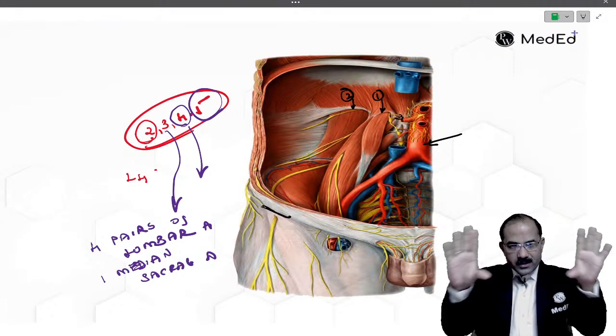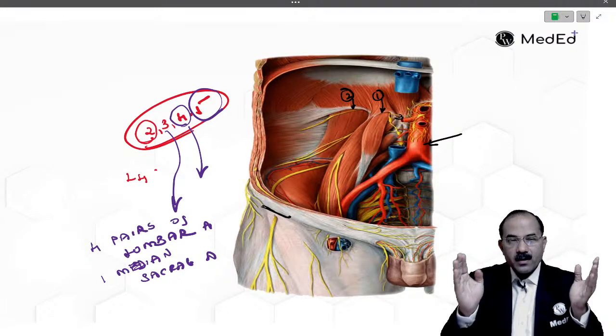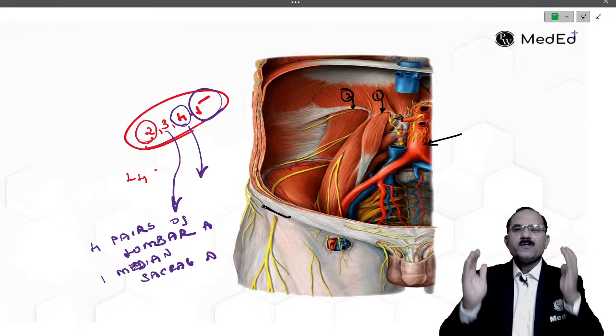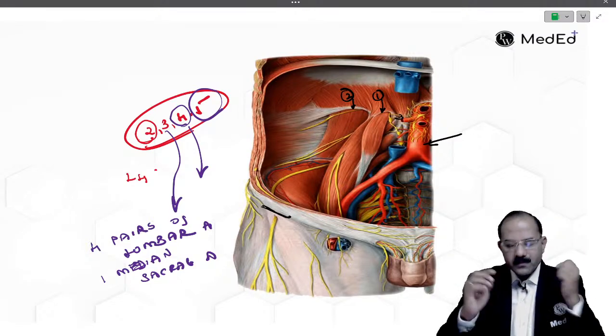What do you have to remember? The muscles which form the posterior abdominal wall. You have to remember the lumbar plexus. You have to remember the abdominal aorta and its branches in the posterior abdominal wall. Perfect. Very good.